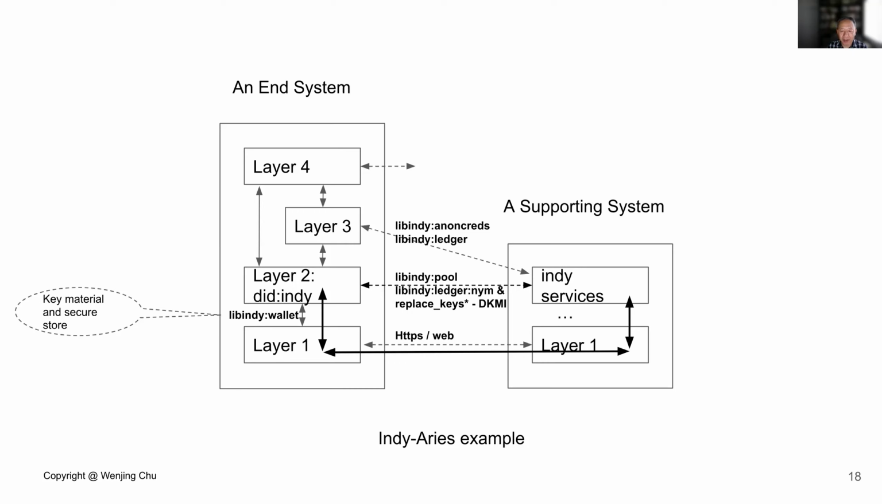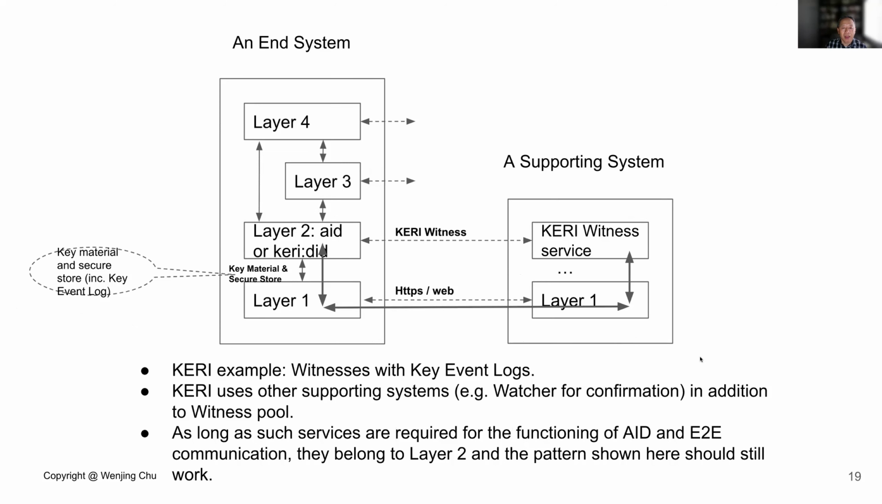In fact, it can go beyond even the internet. It can be based on a network that is outside of the typical internet architecture as well. But layer 1's needs are very clear. Essentially, it comes down to key material, secure storage, and some kind of transport service that can reach everybody that you want to reach. The second example I'm going to showcase here is KERI.